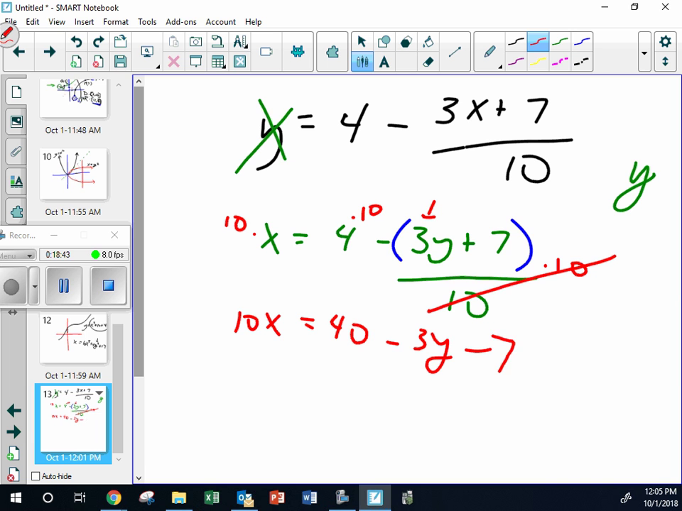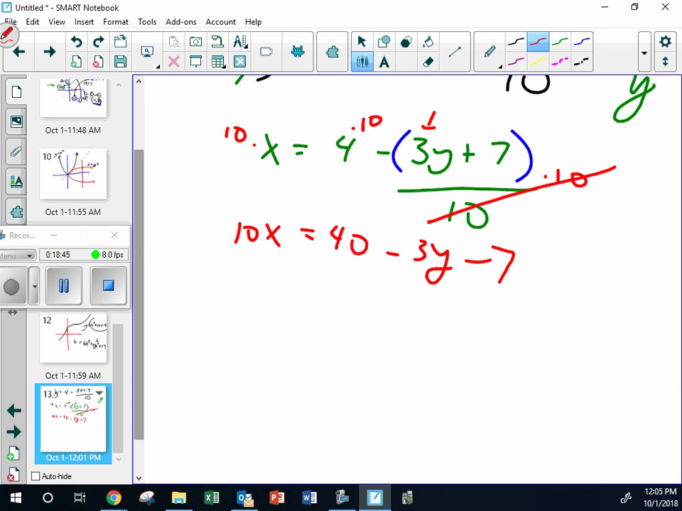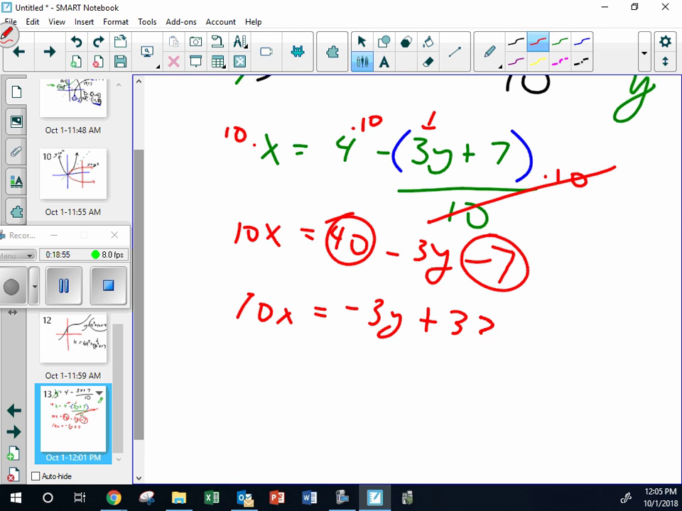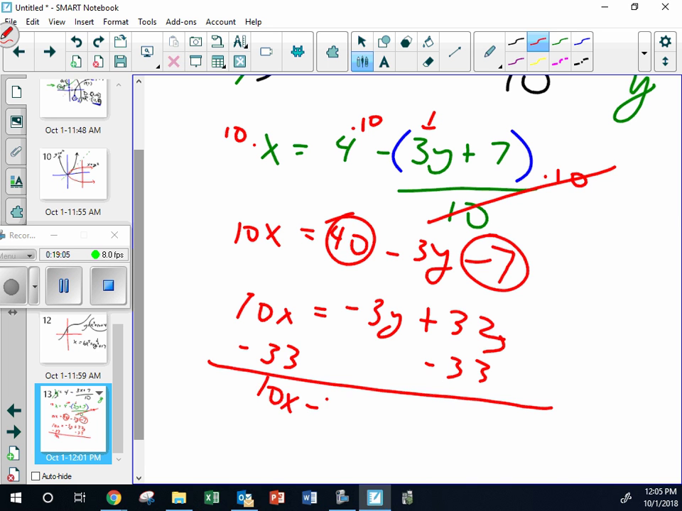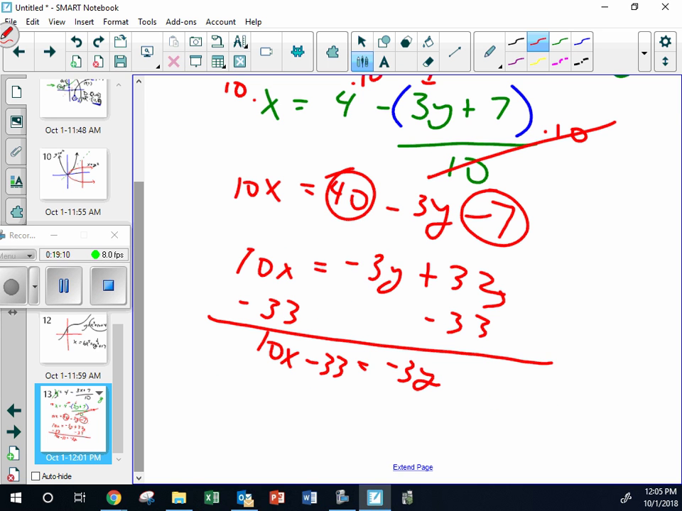Good call. Okay, now I'm going to continue and get this y alone. So I'm going to put the negative 7 and the 40 together. 10x equals negative 3y plus 32, nope, 33. And then I'm going to subtract 33 from both sides. And I get 10x minus 33 equals negative 3y. Whew. And then I'm almost done. Divide by negative 3. Divide by negative 3.